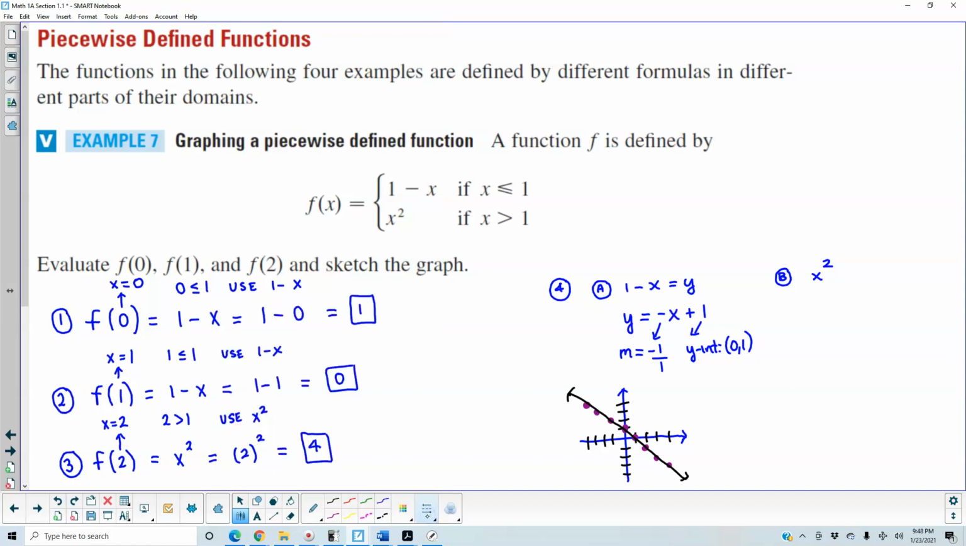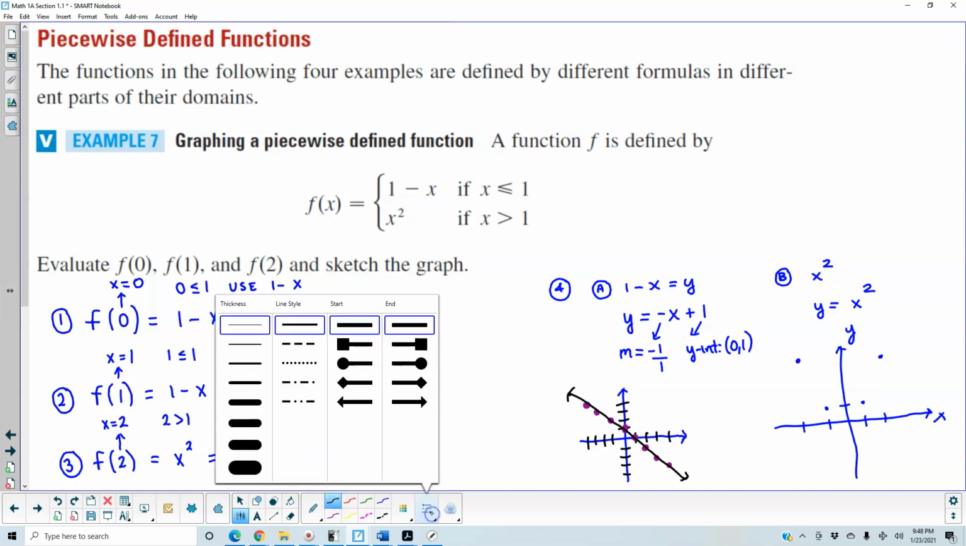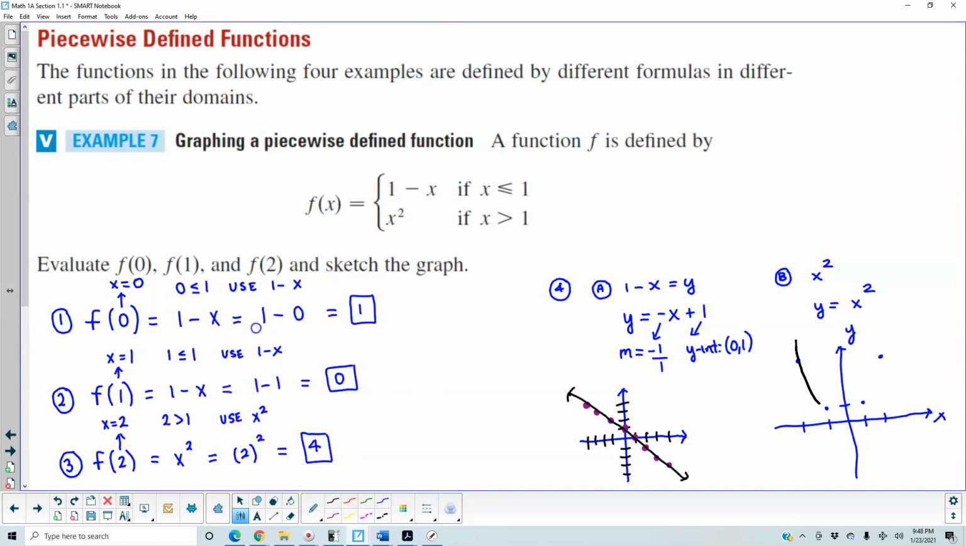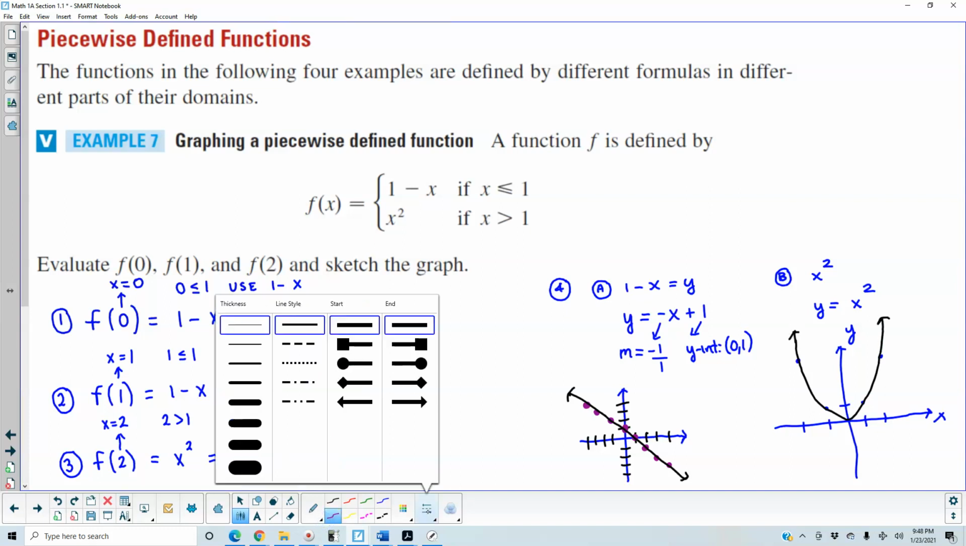Now, let's also graph y equals x squared. This is going to give us a parabola. We know that when x is 1, the y value is 1. When x was negative 1, the y value was 1. When x was 2, the y value was 4. When x was negative 2, the y value was 4. So let's go ahead and graph that, and that gives us our parabola. And let me put those points in a little clearer.